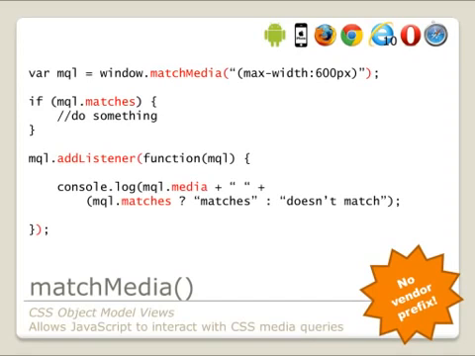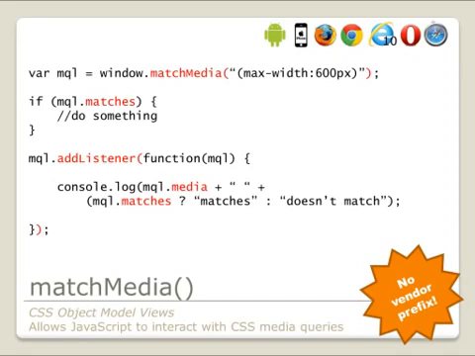You can also add a listener for a media query by using add listener and passing in a function. Now that function receives the media query list object that is being triggered. And on that object, you can use .media to get back the media query itself that was passed in initially to match media. And then, of course, you can use matches to figure out if that media query matches.